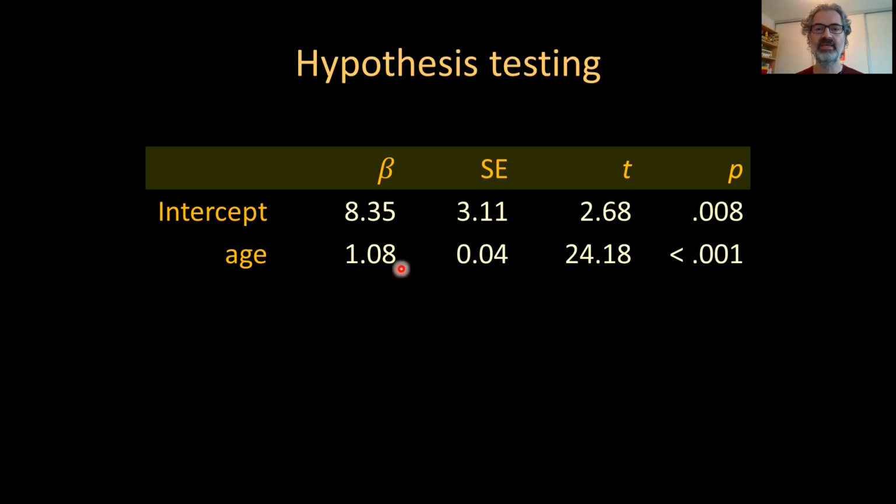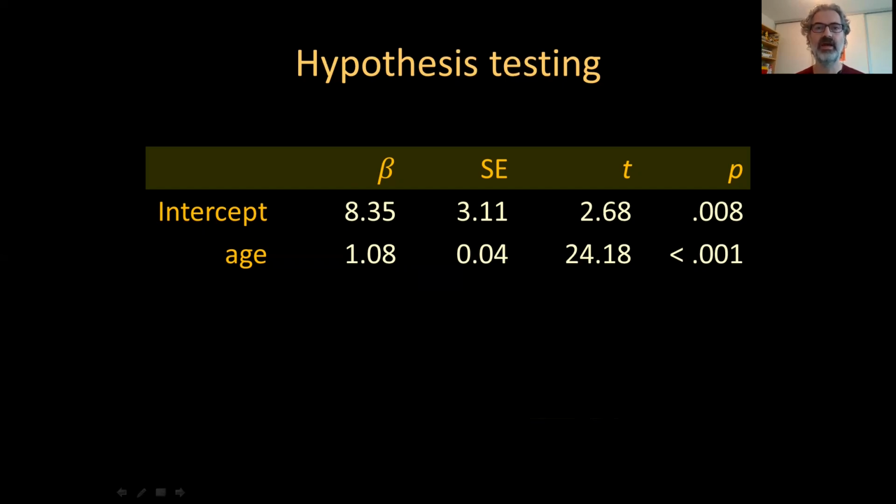And what this number means is the predicted increase in vocabulary for an increase of age equal to 1 month. What this says, in other words, is that our regression model predicts 1 point higher vocabulary, actually 1.08, for each month of age. This is our predicted slope of vocabulary increase by age. For each extra month of age, we predict an extra 1.08 points in vocabulary.